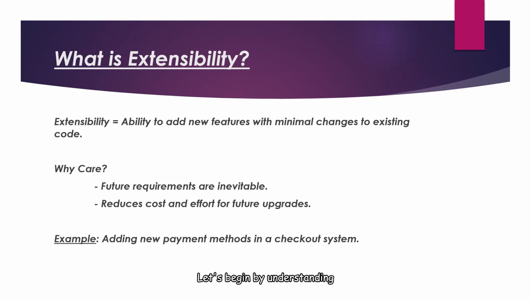Let's begin by understanding extensibility. Imagine you have built an e-commerce website. A few months later, marketing wants you to add coupons, loyalty programs, and new payment options. If your system is extensible, adding these new features feels natural. You can extend functionality with minimal changes. However, if your design was rigid, even small changes could cause ripple effects across your code base. In simple terms, extensibility is about future-proofing your system. It means designing in a way that welcomes growth without fear of breaking what's already working.